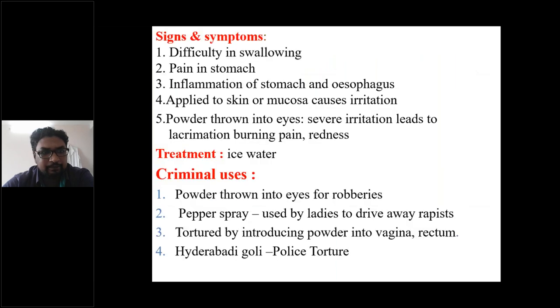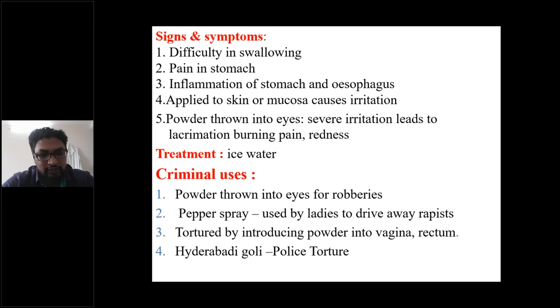So capsicum seeds, what are the signs and symptomatology? There is difficulty in swallowing. You can have pain in the stomach, inflammation of the stomach and the esophagus. When applied to skin or mucosa, it can cause irritation. And the powder thrown into eyes can cause severe irritation and lead to lacrimation, burning pain and redness. Treatment is to use ice cold water to wash the area. So if you have eaten it, use ice cold water in the mouth, or on the skin or in the eyes, wherever. So what are the criminal uses of this Capsicum annuum?